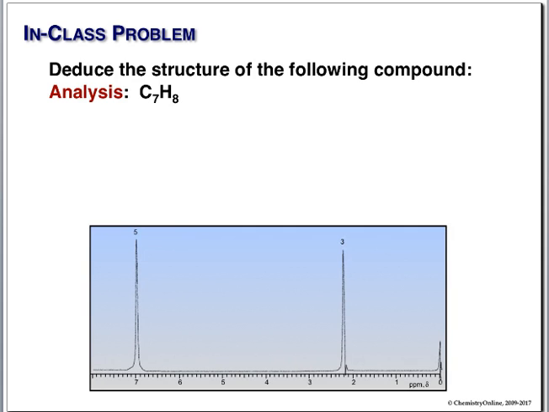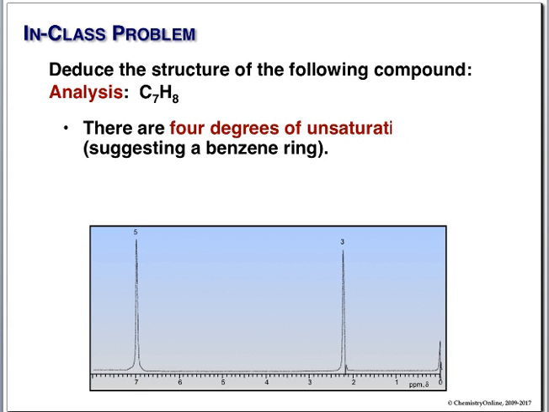C7H8, how many degrees of unsaturation? 7 times 2 is 14, plus 2 more is 16. What are we missing? 8 hydrogens. How many DUs? 4. Remember my rule of thumb, anytime we have 4 or more degrees of unsaturation, you always think benzene ring.